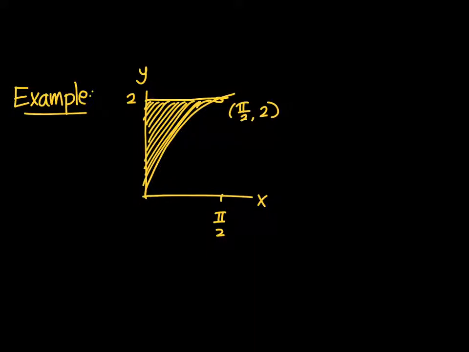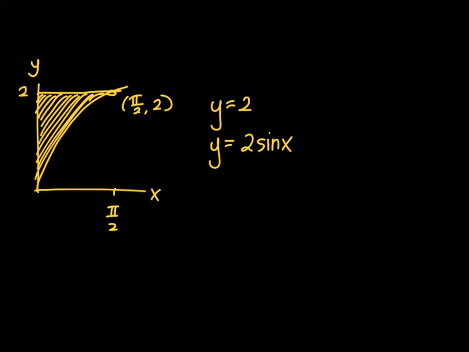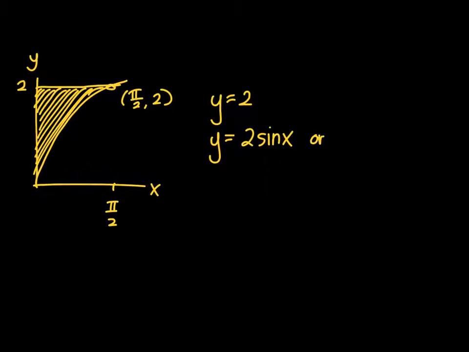The equations we're dealing with are y equals 2 as the upper line, and y equals 2 sine x as the curve. What would be another way to express y equals 2 sine x if x was by itself? So like if it was x equals, then what would it be? Okay, it would be sine inverse y over 2. Those two things are equal. One of them is expressed in y equals form. The other is expressed in x equals form.